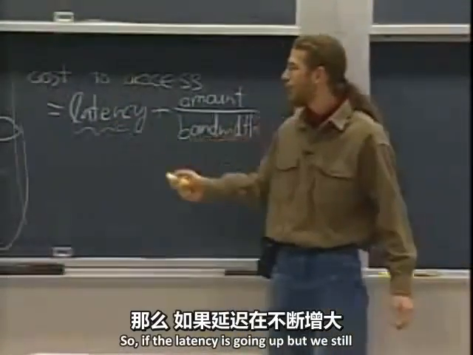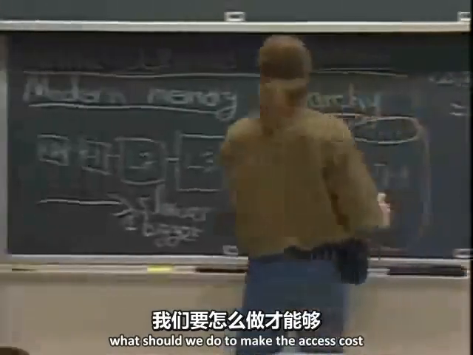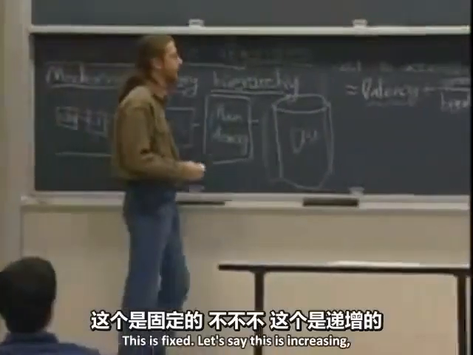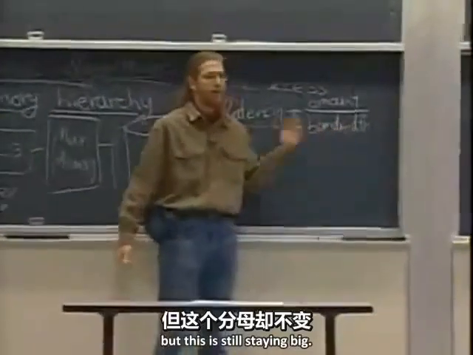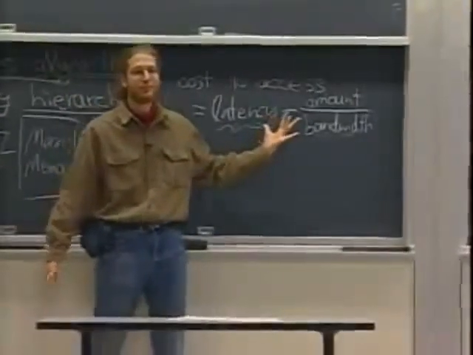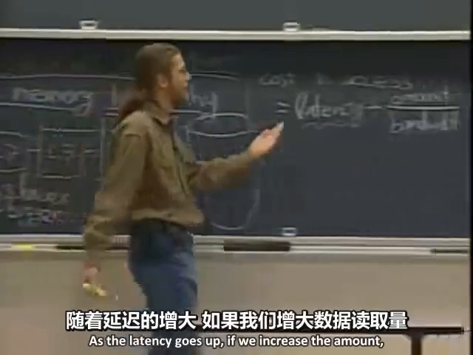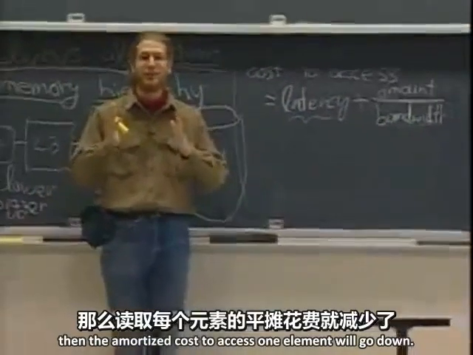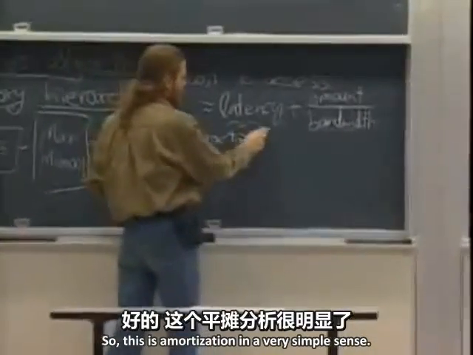So if the latency is going up, but we still divide by the same amount of bandwidth, what should we do to make the access costs at all these levels about the same? If this is fixed, and this is increasing, what could we do to balance this formula? Change the amount. As the latency goes up, if we increase the amount, then the amortized cost to access one element will go down. So this is amortization in a very simple sense.